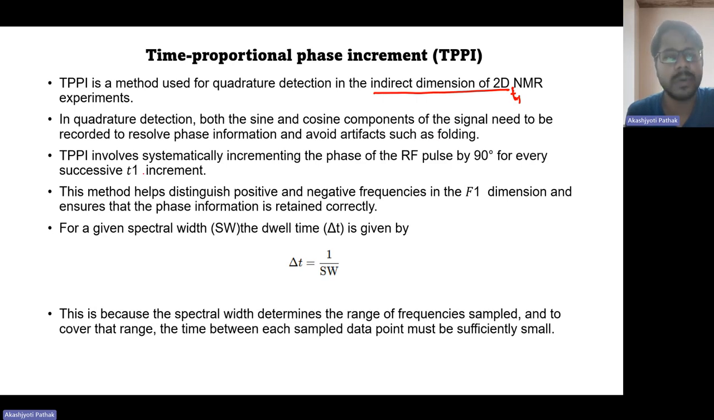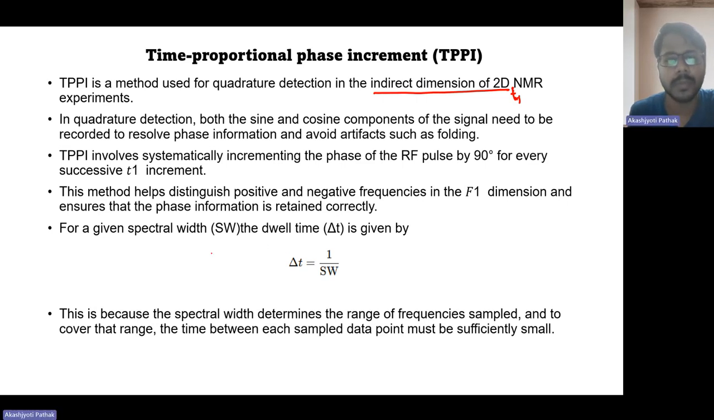So what does TPPI do? It involves systematically incrementing the phase of the RF pulse by 90 degrees for every successive T1 increment. So with every successive T1 increment, you are increasing the phase by 90 degrees. This method helps distinguish positive and negative frequencies in the F1 dimension and ensures that the phase information is retained correctly. Okay.